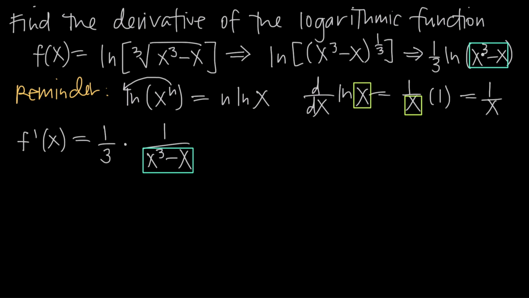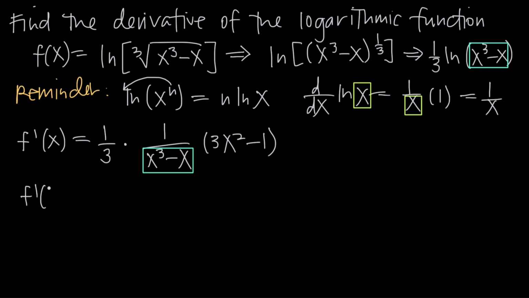But in this case, it will change the value. We have to multiply by the derivative of that inside function. So the derivative of x cubed minus x is 3x squared minus 1, so we have to multiply our result by that value. And now this is going to be our derivative. All we have to do is simplify as much as we can.